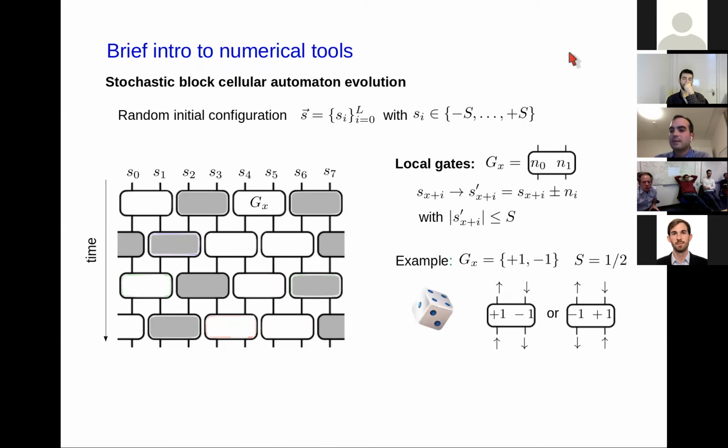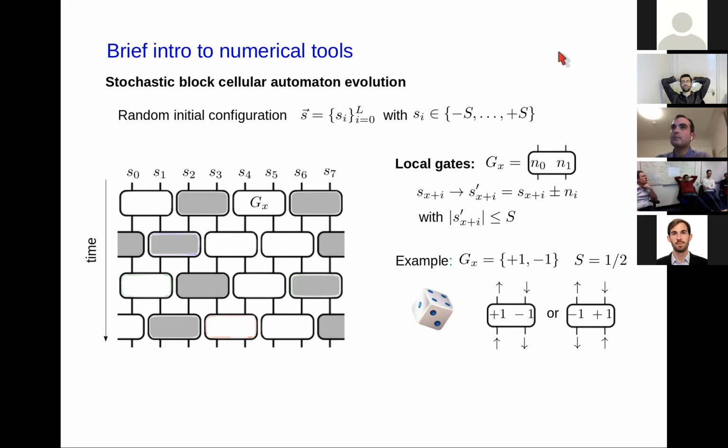The way we are going to specify the local gates for the study of these symmetries is that we are going to have as many integer numbers specifying the gate as the size of the gate. In this case, it's a gate of size 2, so we will have 2 integer numbers. The way they are going to locally act is by updating the local spin degree of freedom by raising or lowering the spin by n_i units, as long as the resulting state still lies within -s and s.